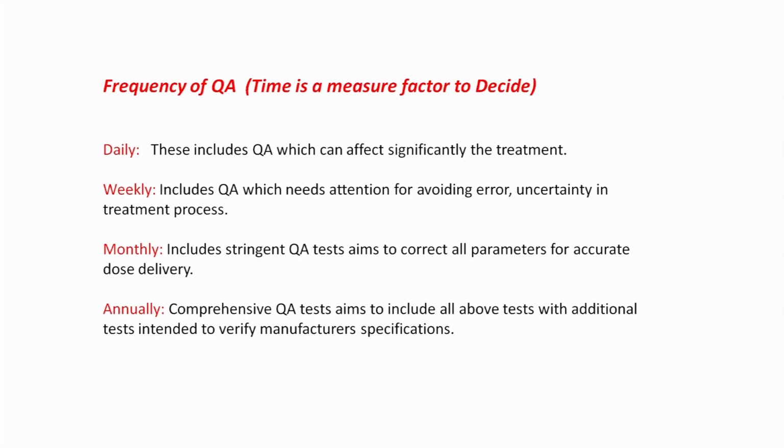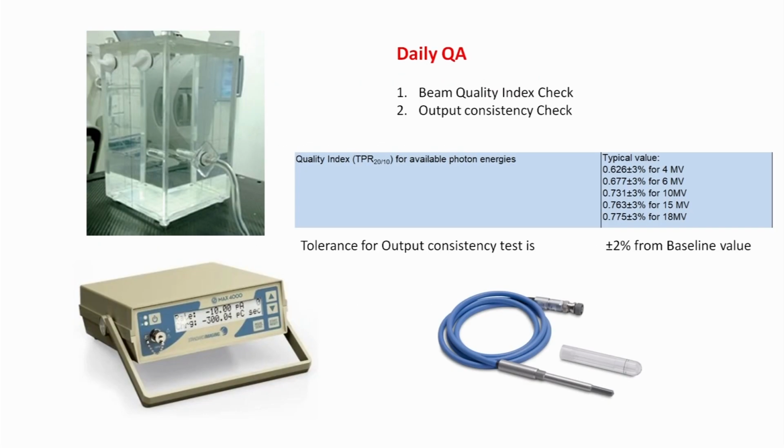Then monthly quality assurance includes stringent quality assurance tests which aim to correct all parameters for accurate dose delivery. Then annual quality assurance consists of comprehensive quality assurance tests, which aim to include all the above tests with additional tests intended to verify manufacturer specifications. So in annual quality assurance, additional tests which are specially designed by the manufacturer before supplying a machine also need to be performed, and that comes under annual QA.